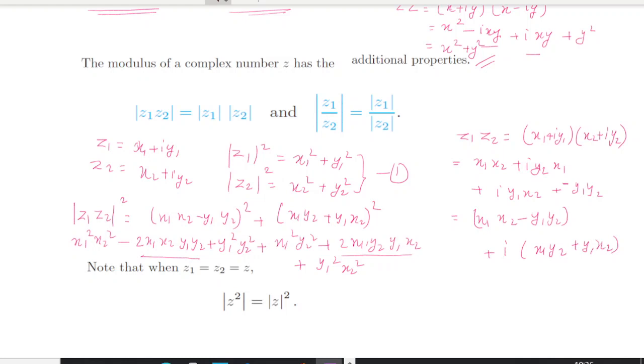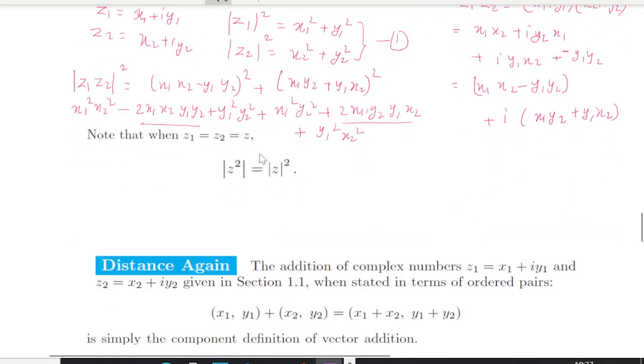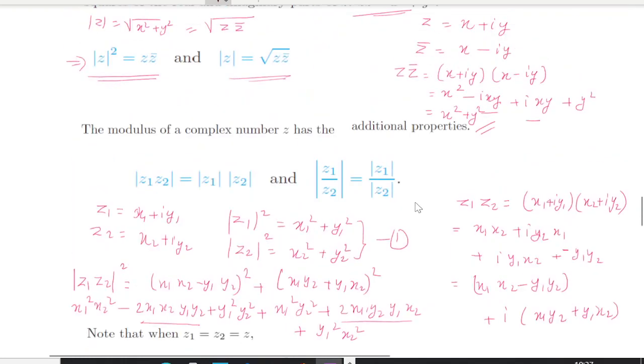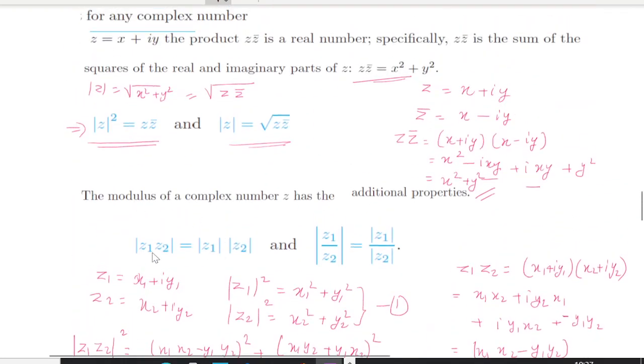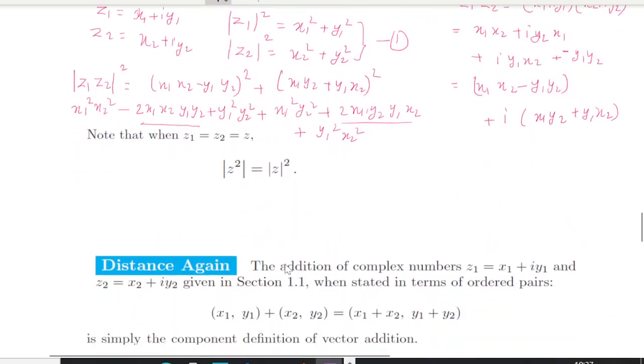So you can easily get, while simplifying, it should be the same as equation 1. This plus this you will get. That I'm leaving for you to work. Now if z1 and z2 are both equal, then modulus of z1 square equals mod z1 into mod z1, that is mod z1 square. So you can easily have modulus of z square equal to mod z1 square.